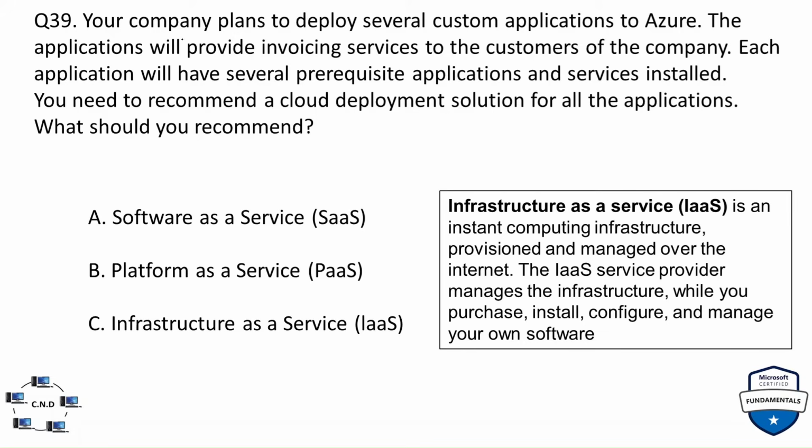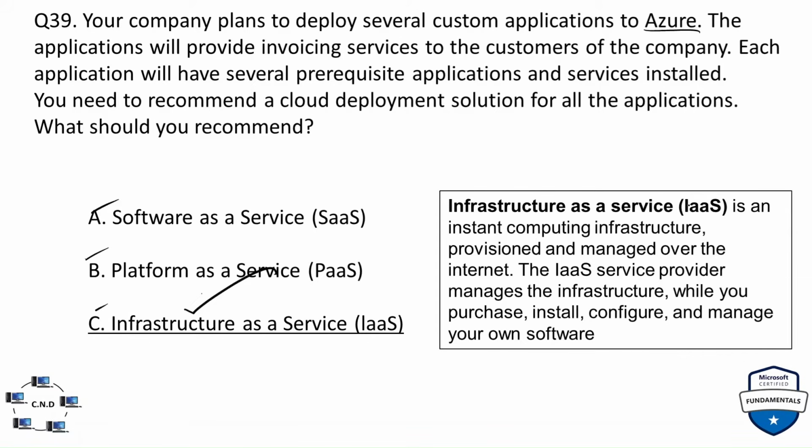Question number 39 is that your company plans to deploy several custom applications to Azure. The applications will provide invoicing services to customers of the company. Each application will have several prerequisite applications and services installed. You need to recommend a cloud deployment solution for all the applications. What should you recommend? The options are option A, software as a service, option B, platform as a service, and option C, infrastructure as a service. The correct option is infrastructure as a service.